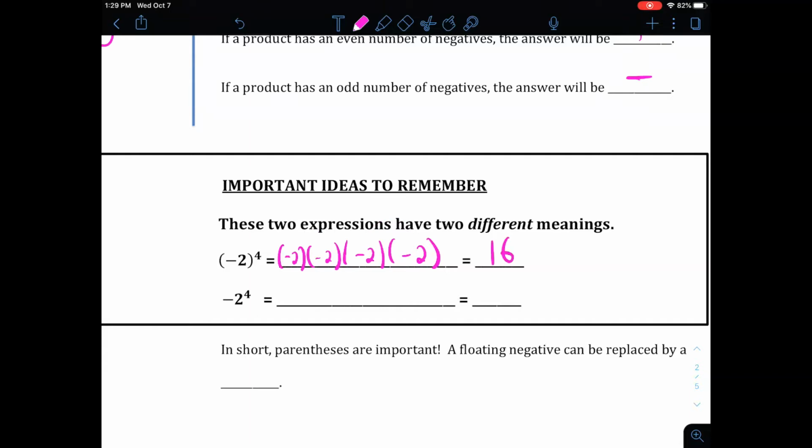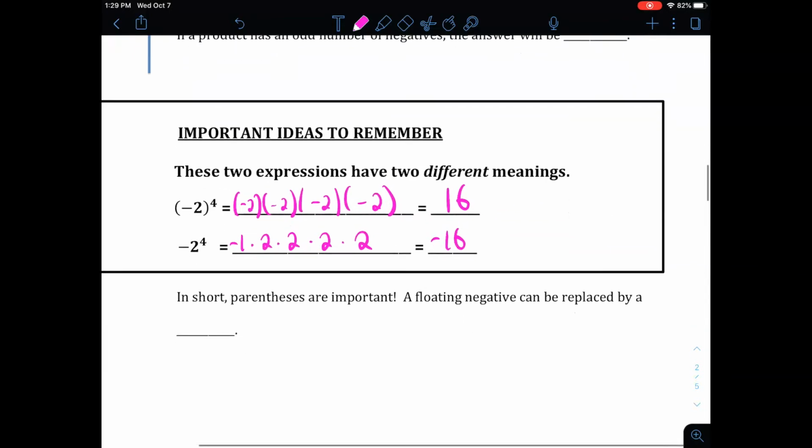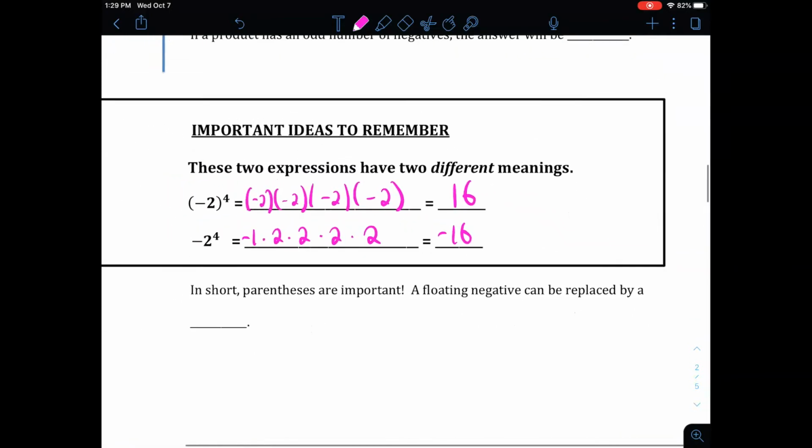This one's a little bit different down here. This one is going to be -1 and then times four 2s. This is a floating negative. It's like a floating -1. So we have -1 times 16, which is going to end up being positive 16 or negative 16? It's negative 16. And it says, in short, parentheses are important. A floating negative can be replaced by a -1.